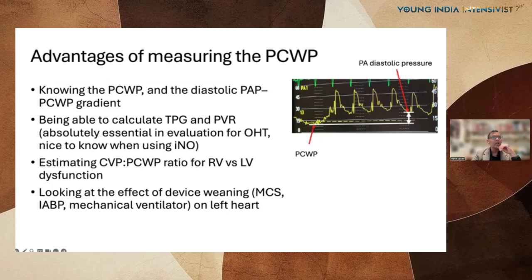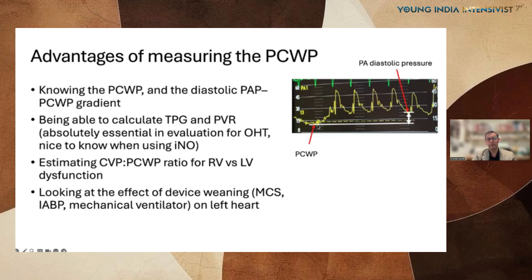Advantage of the wedge. So why not use just the PA diastolic pressure? Why do you want a wedge? In patients with pulmonary arterial hypertension, there's almost always a diastolic to wedge gradient. This is the PA diastolic pressure. You see, I've wedged this patient and I've deflated the balloon. This is the wedge pressure, and this is the PA diastolic pressure.